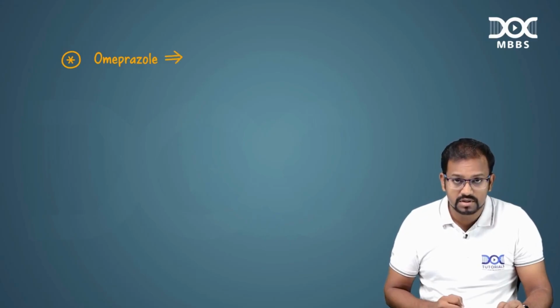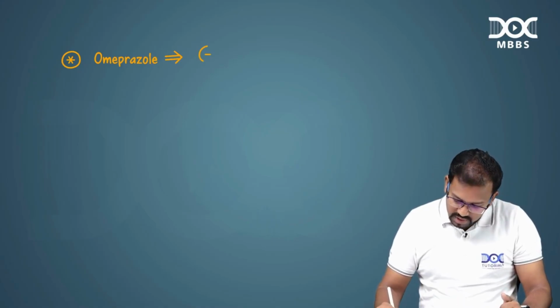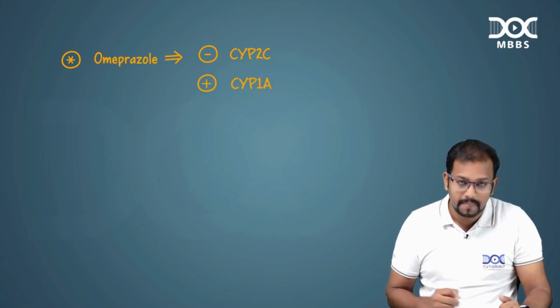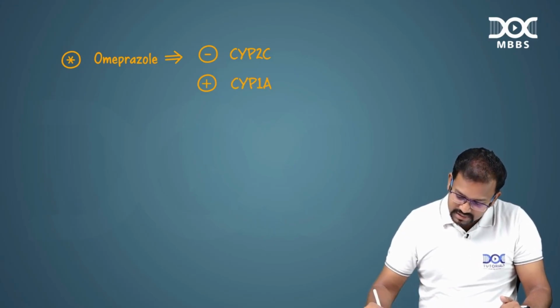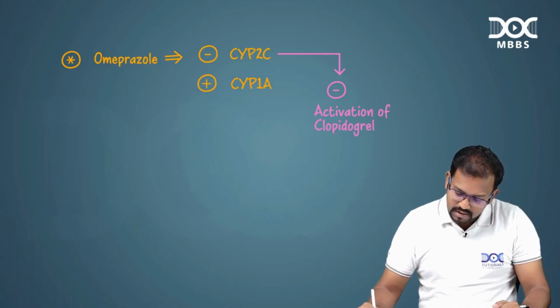Now, omeprazole, one of the prototype drugs out of all these proton pump inhibitors, tends to have certain actions on the microsomal enzymes. Omeprazole tends to inhibit the cytochrome P2C enzyme and tends to induce cytochrome P1A enzymes. As it inhibits cytochrome P2C, it tends to block the activation of clopidogrel.